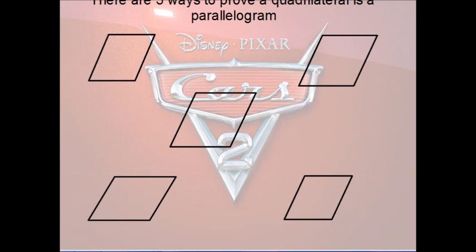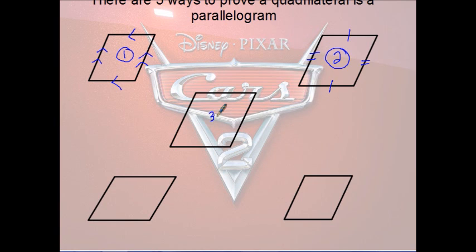Let's draw out the 5 ways of proving that a quadrilateral is a parallelogram. First and foremost, our first theorem said we knew the quadrilateral was a parallelogram if we knew opposite sides were parallel. As long as we know that both pairs of opposite sides are parallel, we know it's a parallelogram. For our second way, if both pairs of opposite sides were congruent, we knew that it was a parallelogram. That was our second way.